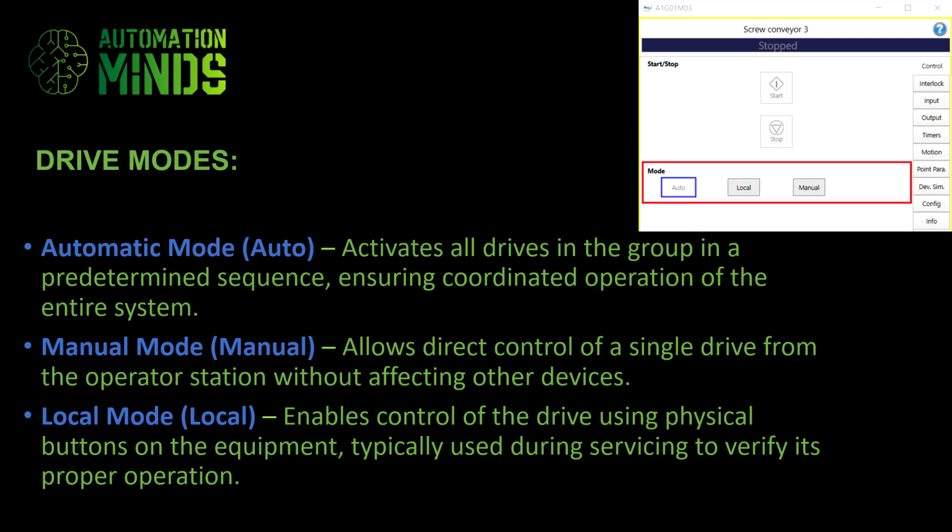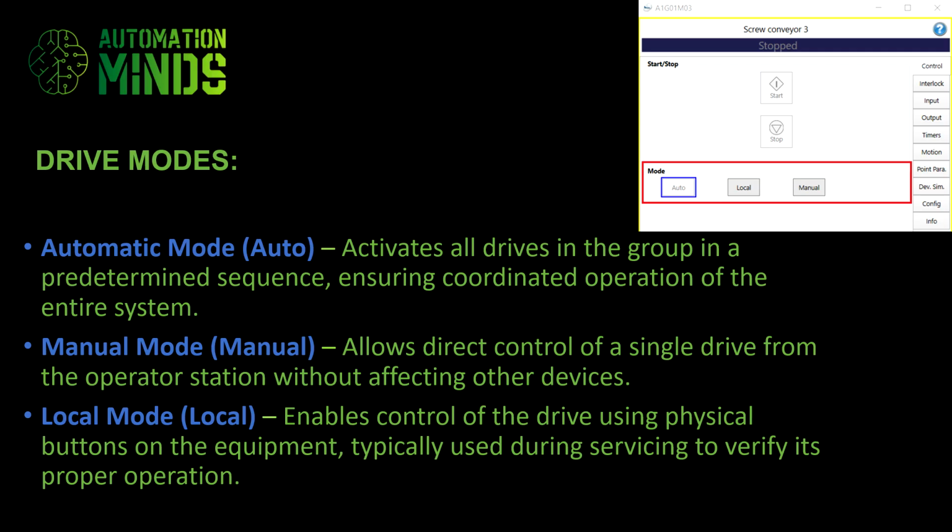It's important to discuss the three basic operating modes in which a drive can function in automation. Automatic mode. In automatic mode, starting the drive is associated with simultaneously starting the other drives in the group. Cooperation between the drives occurs in a specified sequence, allowing for harmonized operation of the entire system. A good example of this is the process of starting a group.